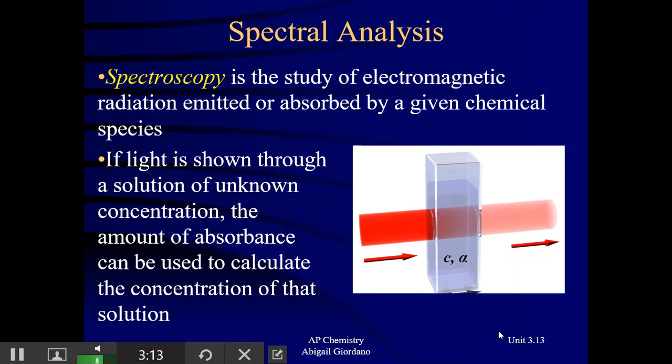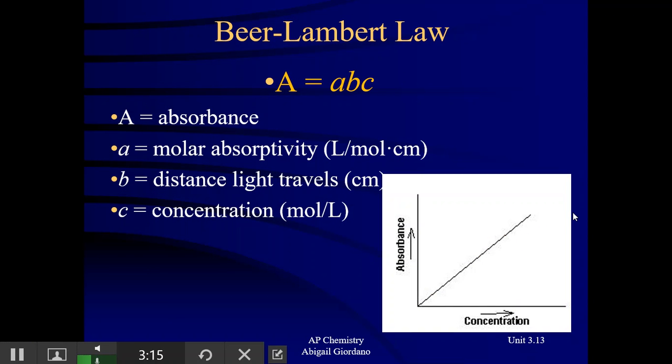And this can be related using a chemical formula called the Beer-Lambert Law, and it is on your equation sheet. Sometimes people call it the ABC equation. So that capital A stands for absorbance, and absorbance does not have any units. Little a is something called molar absorptivity, which is a constant value based on whatever solution you're testing. That'll usually be given to you.